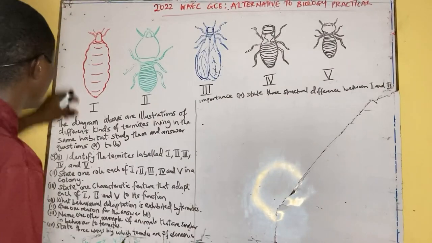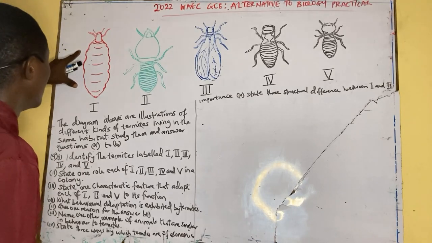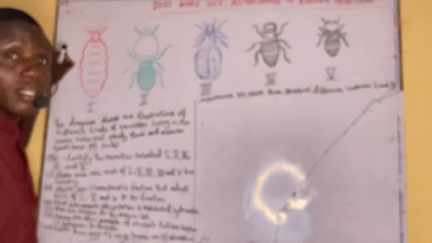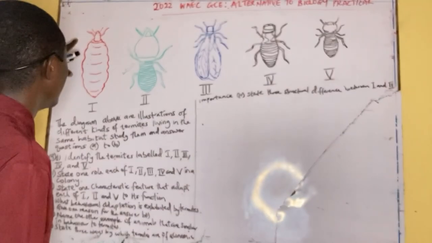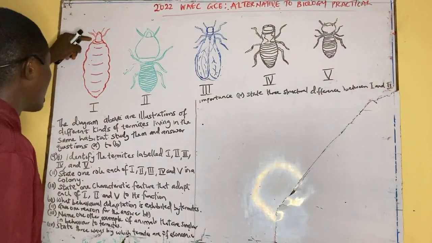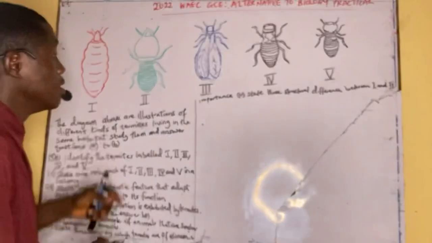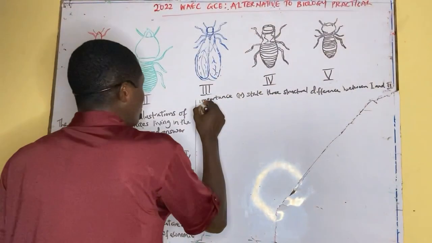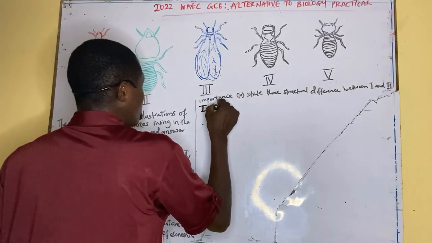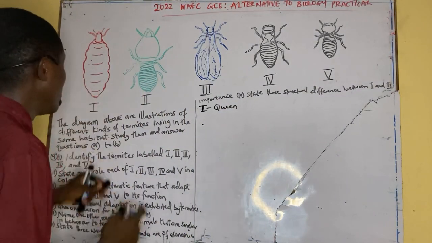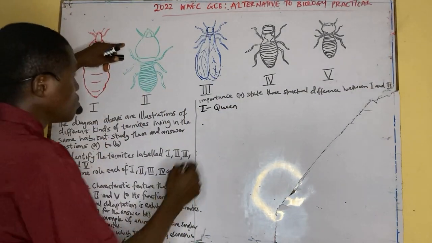If you look at this very well, we can see this termite has a big abdomen. The kind of termite that has a big abdomen is what we call the queen. This is the head, this is the thorax, and this aspect is the big abdomen. Because it has a big abdomen, this is a queen. So from our figure 1, the identification is a queen due to its big abdomen.